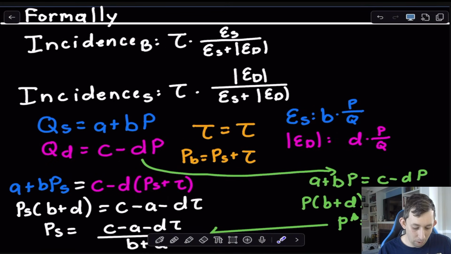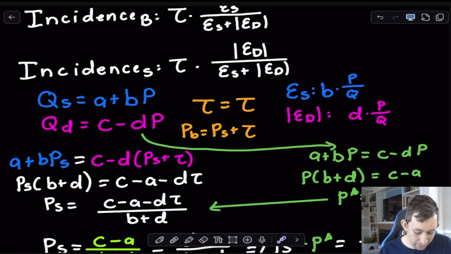The way we can show that formally is we're going to take our generic supply and demand curve. So again, this is A plus BP for supply, C minus DP for demand. Elasticity of supply is B times P over Q. The absolute value of elasticity of demand is D times P over Q. We're going to go through the same sort of exercise where first I can figure out the equilibrium price. So I'm going to set A plus BP equal to C minus DP. I'm going to get P star is (C minus A) over (B plus D).